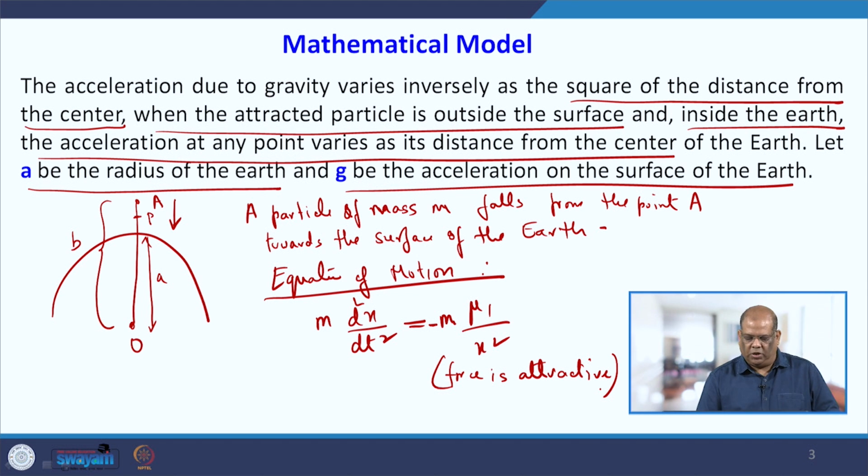So, this is our equation of motion, and now we have to solve this, say to find the velocity on the surface. So, what we are going to do is find the velocity from the point A, on the surface and at the center, and let us see how this varying gravity affects this model. So, you cancel this m from both sides and you get your equation d²x/dt² is equal to minus μ1 by x².